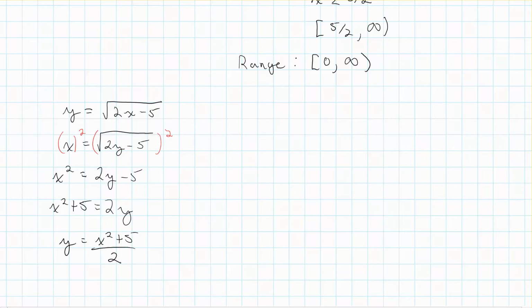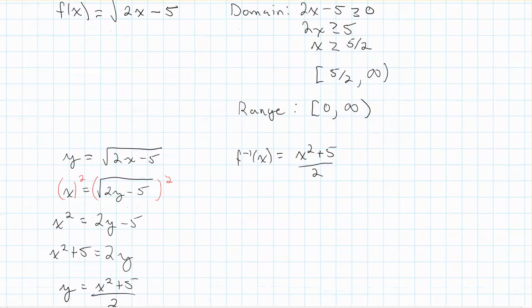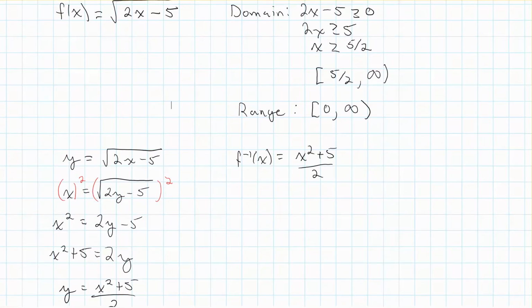So my inverse function, I'll just write it over here, is equal to x squared plus 5 over 2. But then we have to make sure to specify what the domain and range are for this inverse function here. And well, we again swap the role of the domain and range with inverse functions. So the range of the original function is the domain of the inverse function. So the domain of f inverse is 0 to infinity.